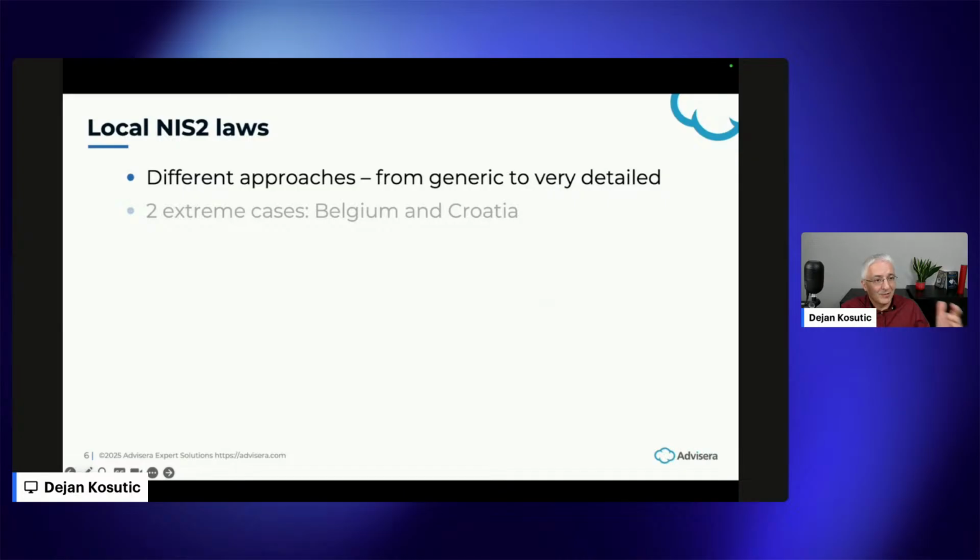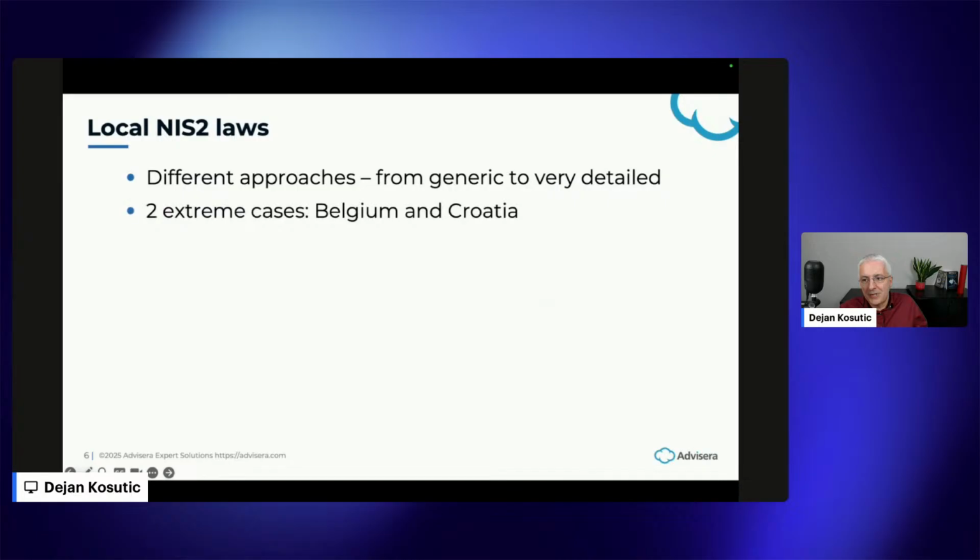Some countries add a little, some countries add a lot, and I would say this is the biggest challenge. Because if a critical infrastructure company wants to operate in all of these countries, then you actually have a problem, because the rules are not the same. There are differences in rules.